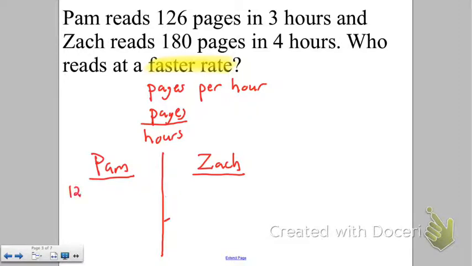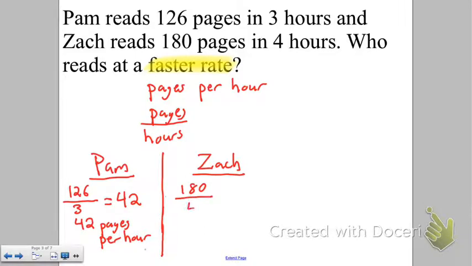Pam reads 126 pages in 3 hours. So when I divide that, 126 divided by 3, my answer is 42. So Pam reads 42 pages per hour. Now I'm going to have to determine the same thing for Zach. Zach reads 180 pages in 4 hours. So 180 divided by 4 is equal to 45. So Zach reads 45 pages per hour.